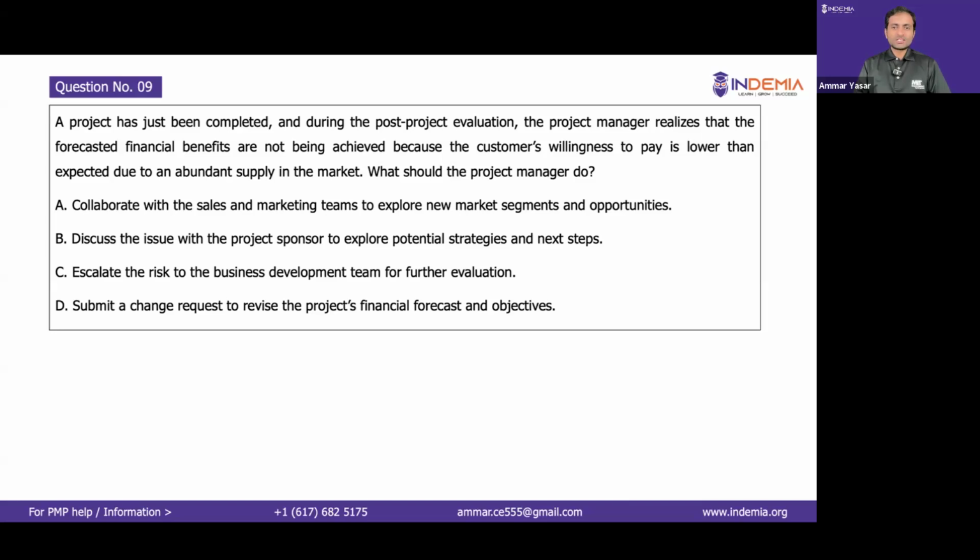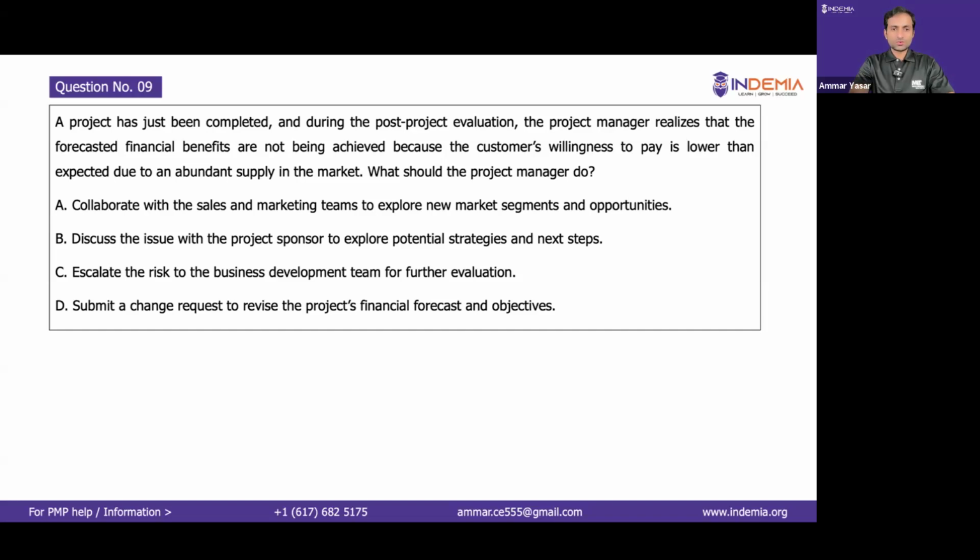So, keywords. It's post-project evaluation, means you're done with the project. So project manager realizes that the forecasted financial benefits are not being achieved because the customer's willingness to pay is lower than expected. So this is a kind of a risk or uncertain situation. Project manager realizes that we are not able to realize the benefits.